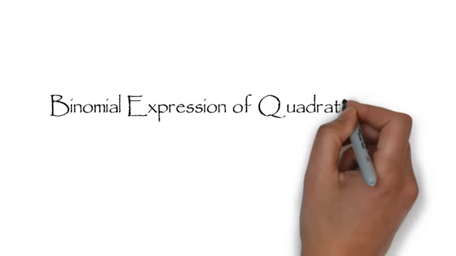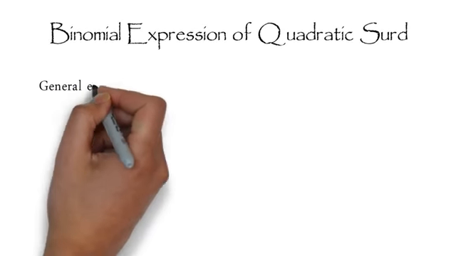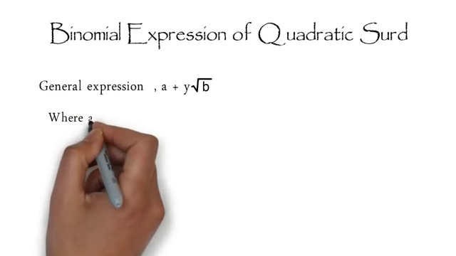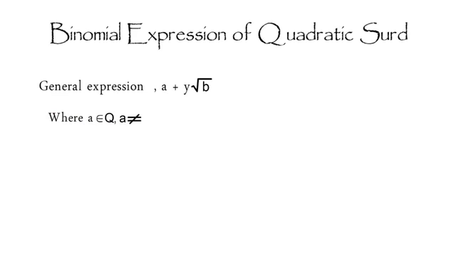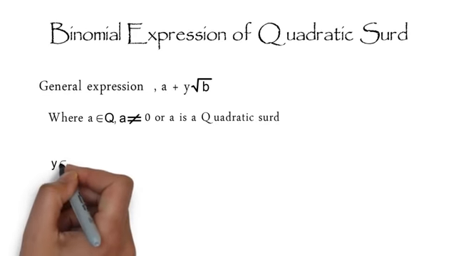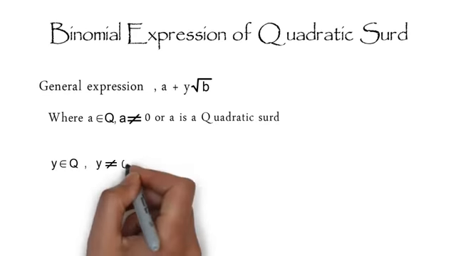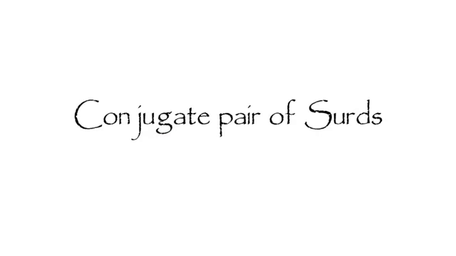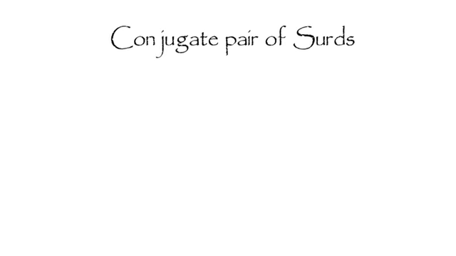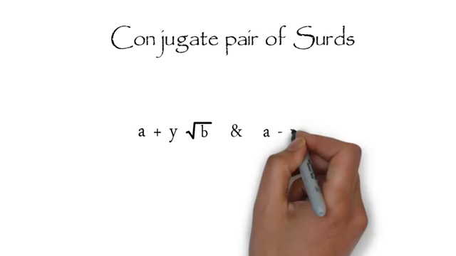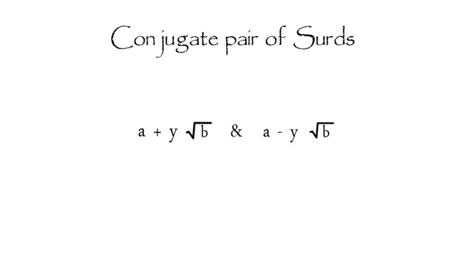Binomial expression of quadratic surds. General expression is a plus y root b, where a belongs to Q, a is not equal to 0, or a is a quadratic surd, y belongs to Q and y is not equal to 0, and hence root b is a quadratic surd. Conjugate pair of surds. The binomial expressions of quadratic surds a plus y root b and a minus y root b are said to be the conjugates of each other.